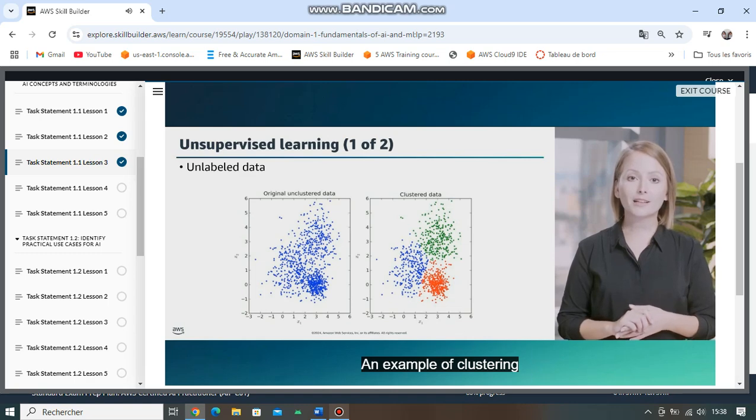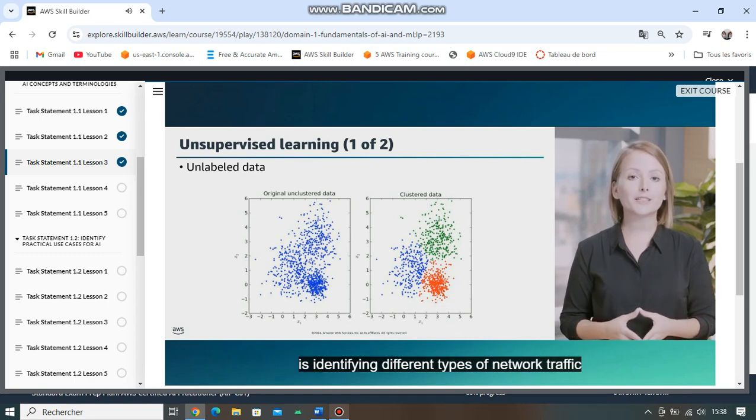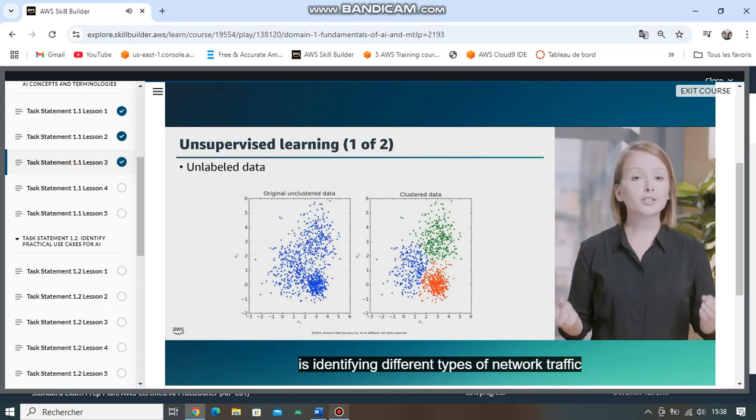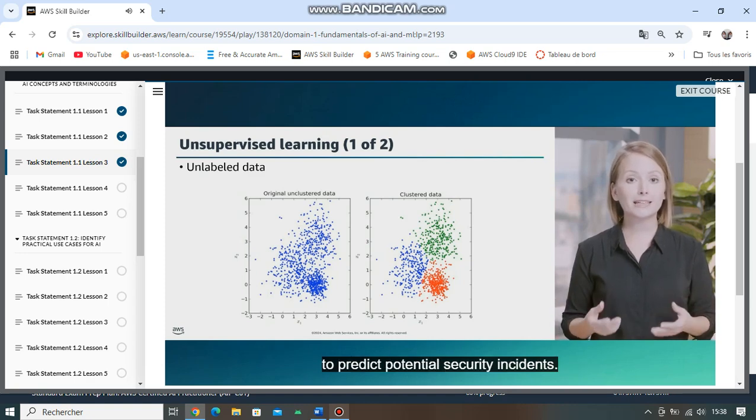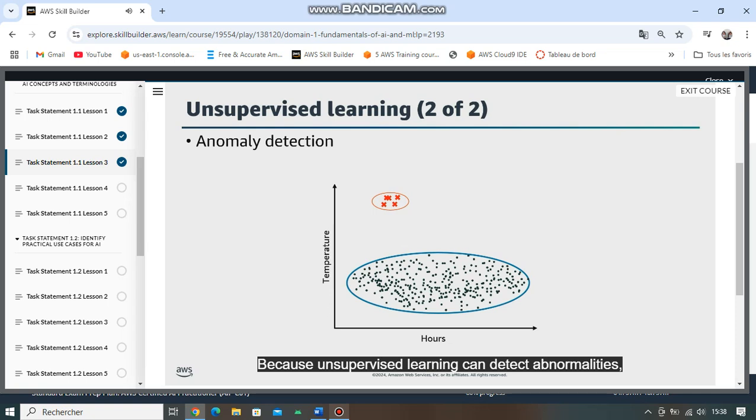An example of clustering is identifying different types of network traffic to predict potential security incidents. Because unsupervised learning can detect abnormalities, it is commonly used for anomaly detection. For example, an ML model examines data collected from sensors. It can detect that a temperature sensor at an oil well might be failing if its reported data is well outside of the normal range.